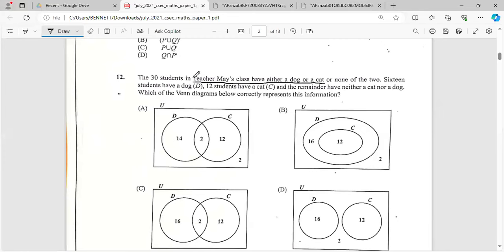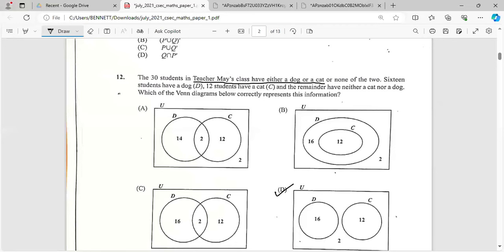Alright, the 30 students in Teacher May's class have either a dog or a cat or none of the two. So you have either a cat or a dog, or you have none. So 16 students have a dog, 12 students have a cat, and the remainder have neither a cat nor a dog. So there's basically no intersection, so that would be D.